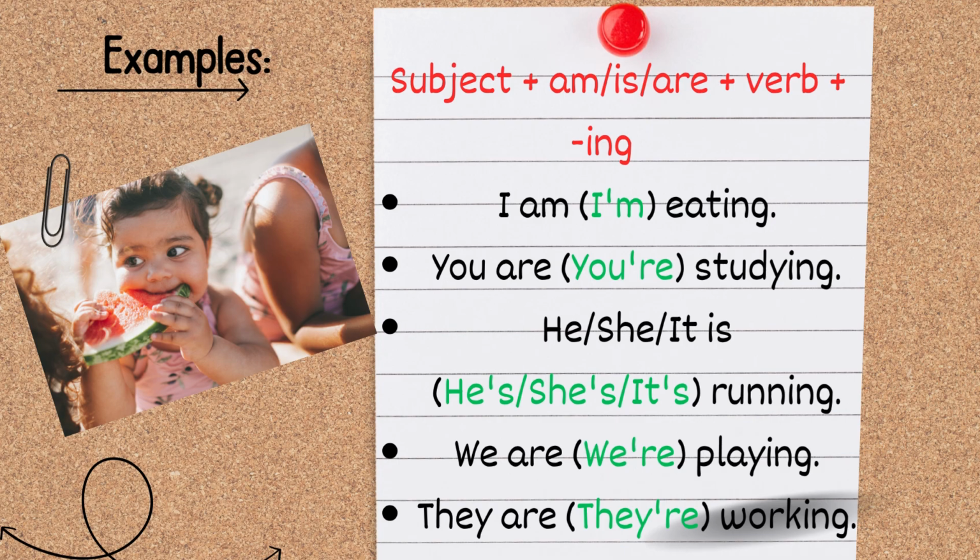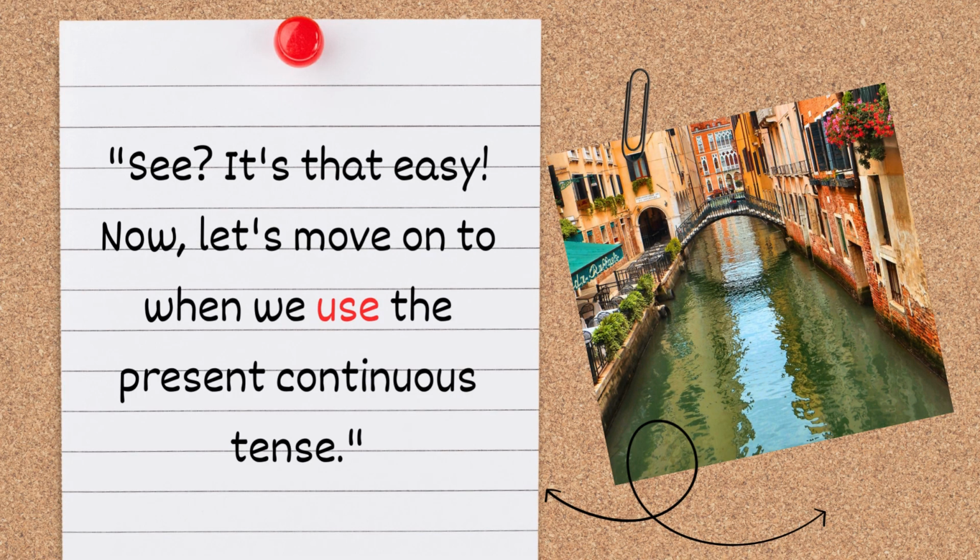Examples: subject plus am, is, are, plus verb plus ing. I am eating. You are studying. He, she, it is running. We are playing. They are working. See, it's that easy. Now, let's move on to when we use the present continuous tense.